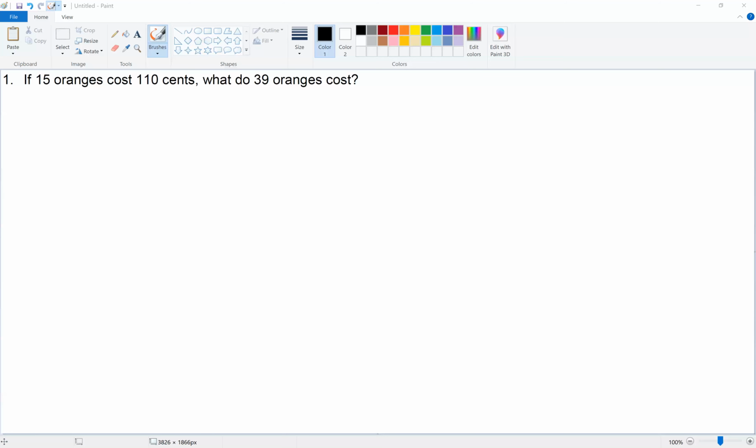Solve. All right, so I'm going to go in reverse direction today. Zion, number 1. If 15 oranges cost 110 cents, what do 39 oranges cost?